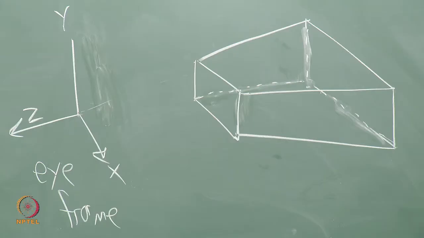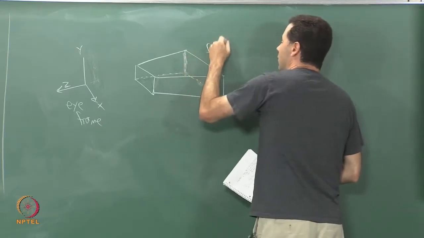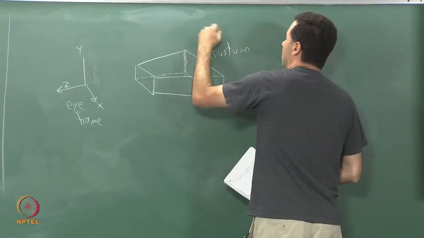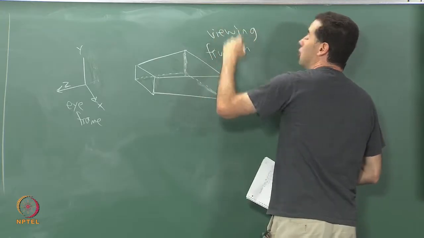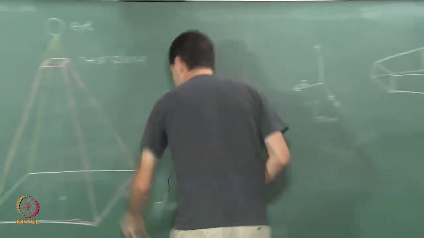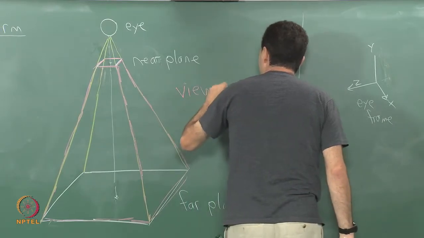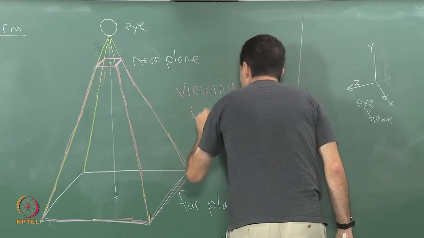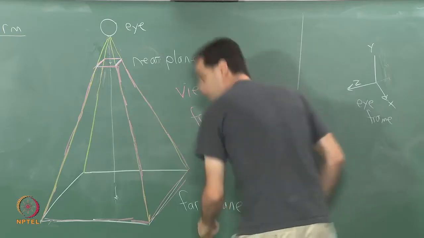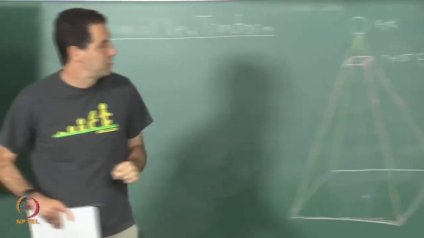So this is the frustum. In particular, it's called the viewing frustum. That's what I was trying to show here in pink. Viewing. Is that clear? All right, so that's the geometric piece.